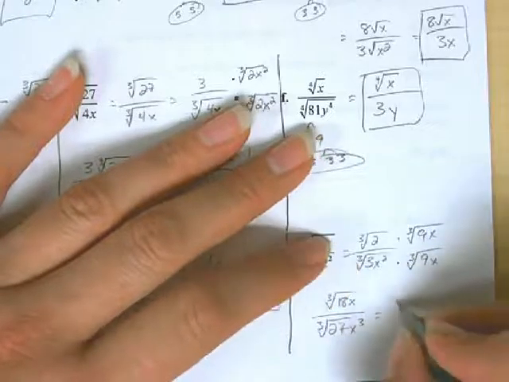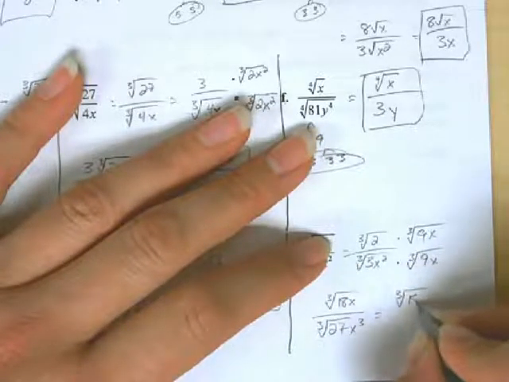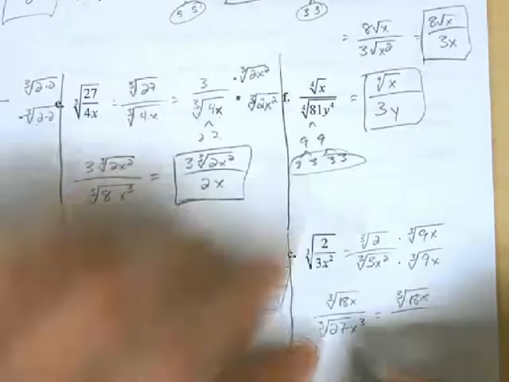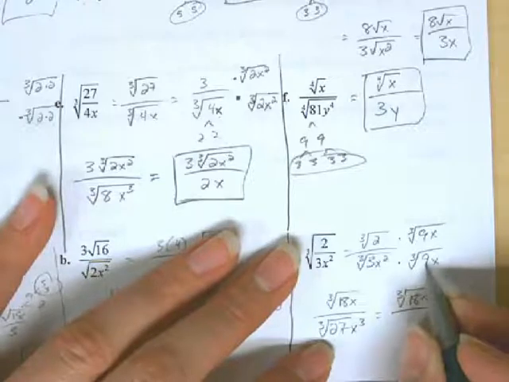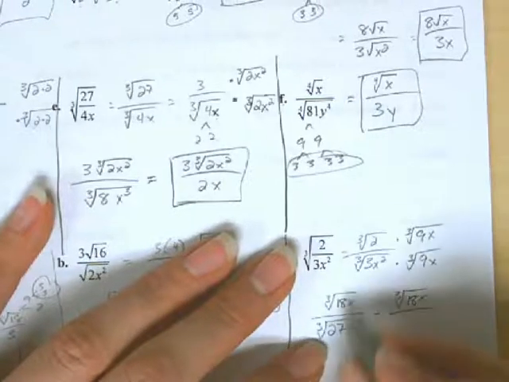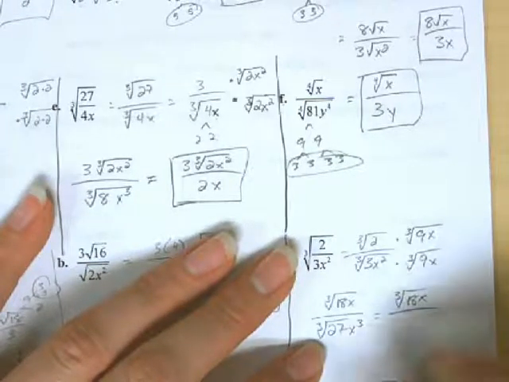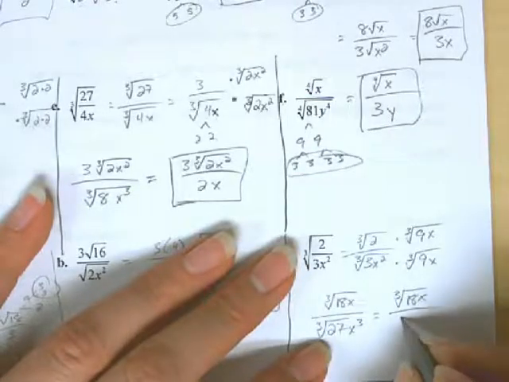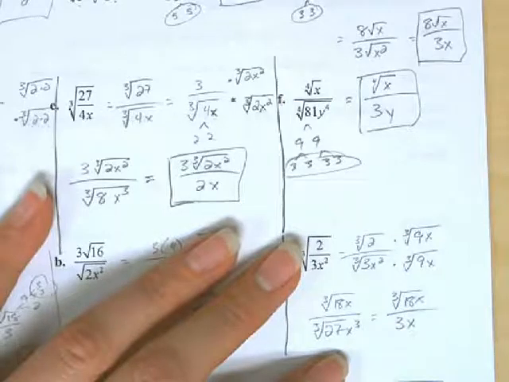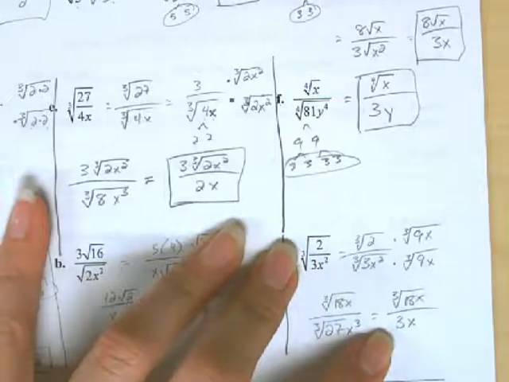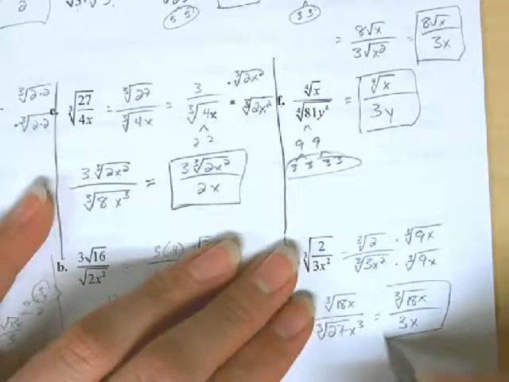So I get the cubed root of 18x over, well, 27 is a perfect cube. That's why I chose to do 9. So I've got 3 3's. 3 times 3 times 3 is 27. So I get 3x on bottom. Can't reduce here because this is under the radical. This is not under the radical, so that is just my final answer there.